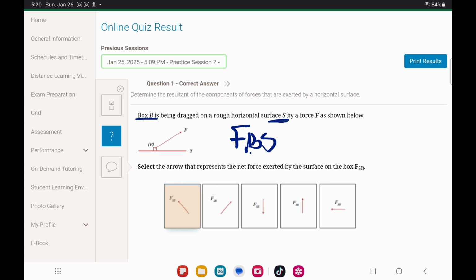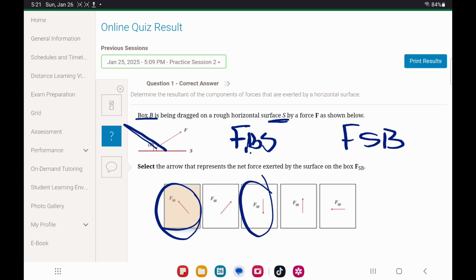So S on B is going to be the opposite: the same magnitude, opposite direction, like we said. And this is the only one that's opposite in direction, like the same. Let me explain what opposite in direction means. It doesn't mean any direction that's opposite. It has to be kind of the same, just in opposite directions, okay?